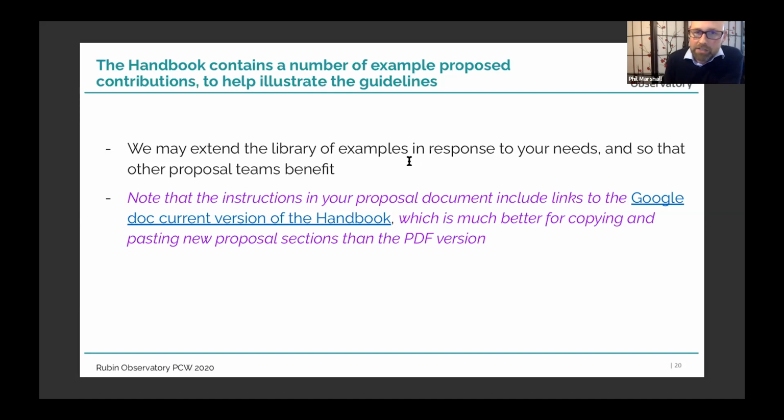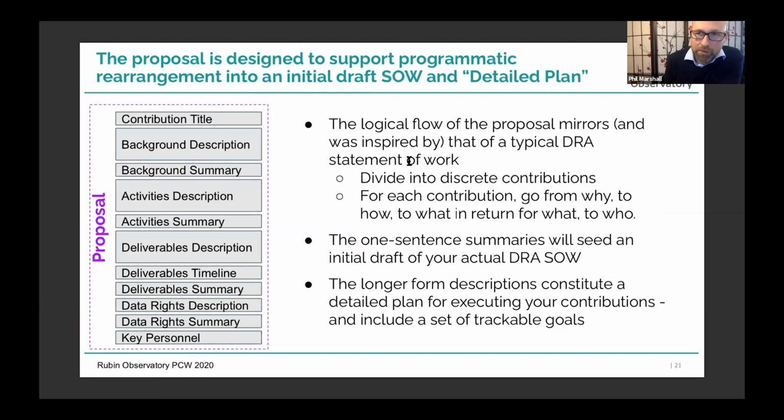Okay, just a very short piece here on what's going to happen to your proposal. Here's a picture of what your proposal looks like, or rather each section of your proposal describing a specific in-kind contribution. We're asking for a title and then a description followed by a one-line summary in each of the subsections. So background, activities, deliverables, data rights. And I mentioned these one-sentence summaries are a bit unusual. Why are we asking for one-sentence summaries?